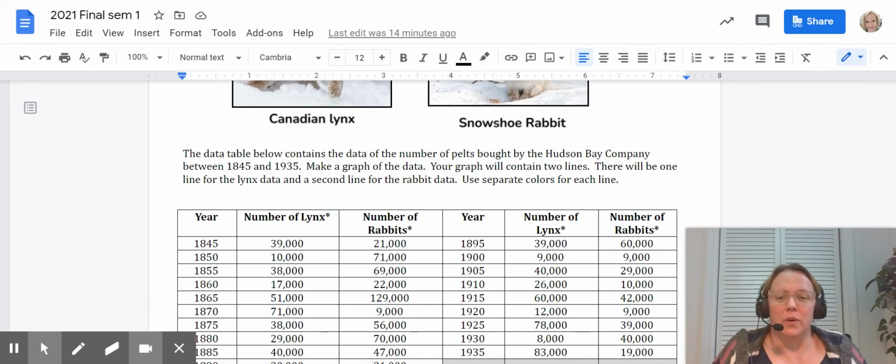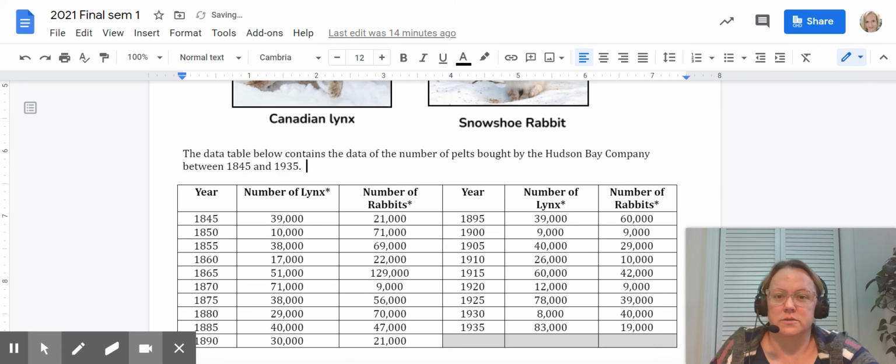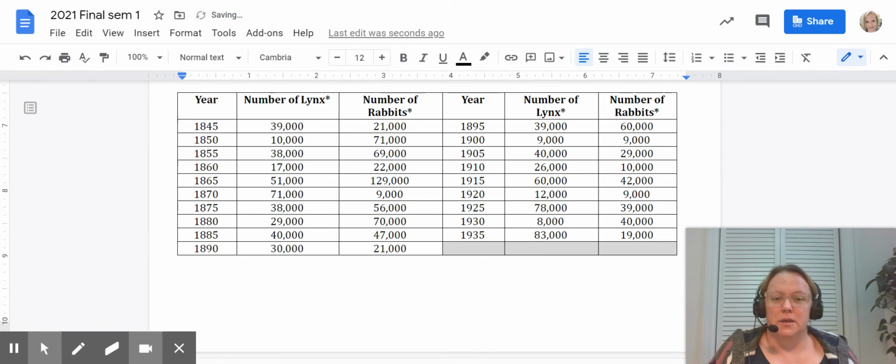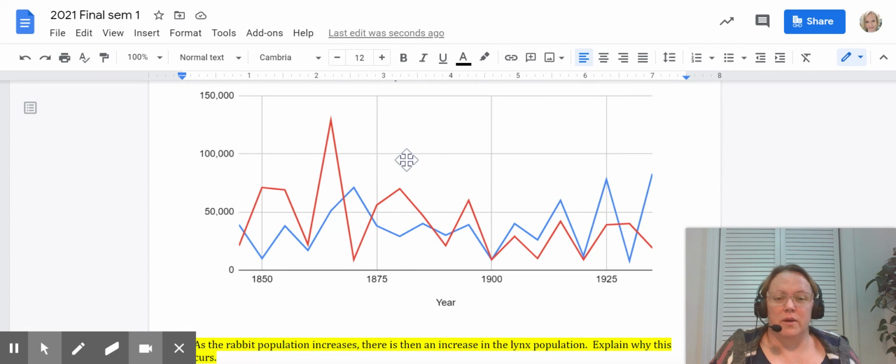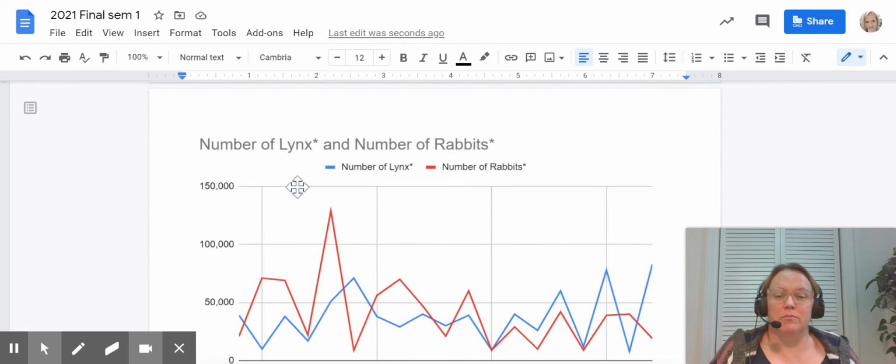The data table below contains the data of the number of pelts bought by the Hudson Bay Company between 1845 and 1935. You do not need to make a graph of the data. The graph is already made for you, so I am going to delete that. And here is your graph. We have the number of lynx, which is in blue, and the number of rabbits, which is in red.